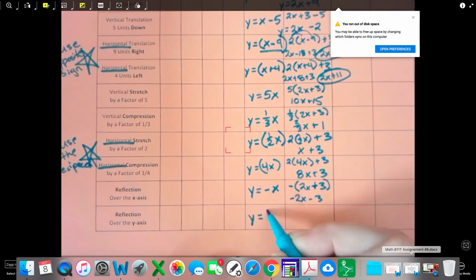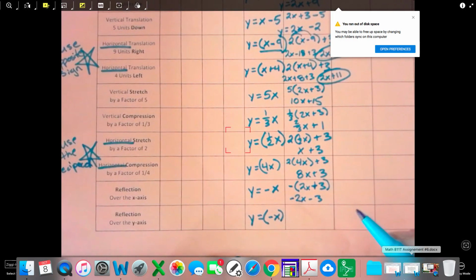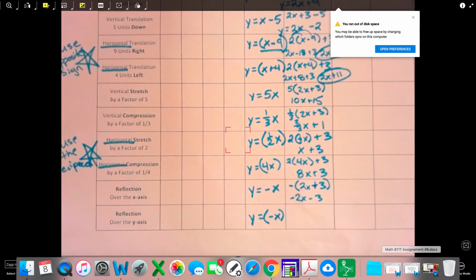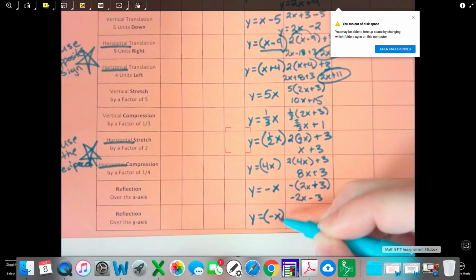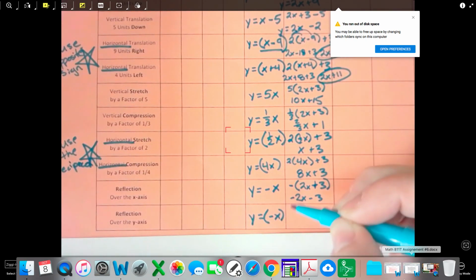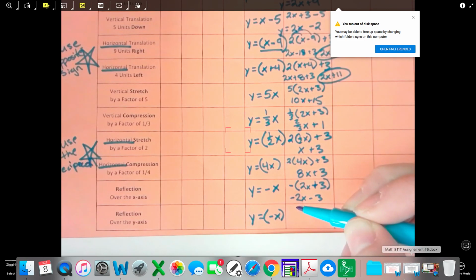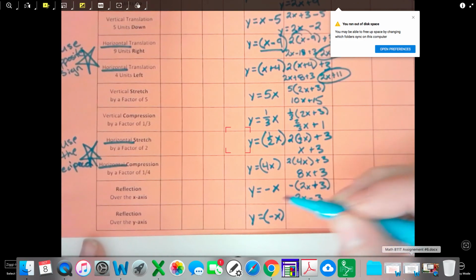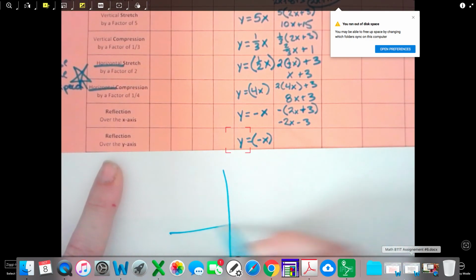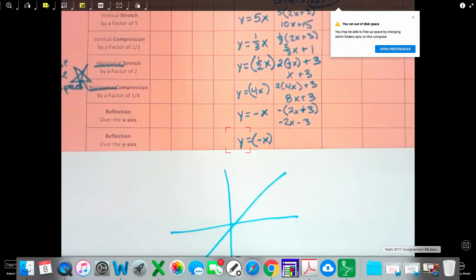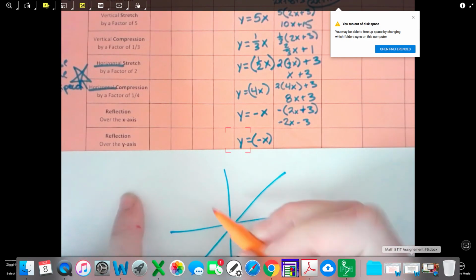Now, the last one, this is what it looks like. Y equals parentheses negative x. So what is the difference between these two right here, other than one's in parentheses and one's not? Those two actually mean the same thing if you look at what that looks like. Y equals x is this graph right here. If I flip it across the x-axis, it'll look like this.